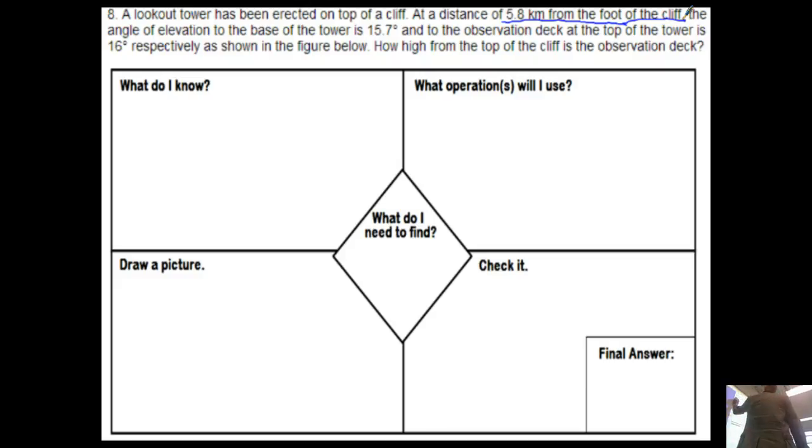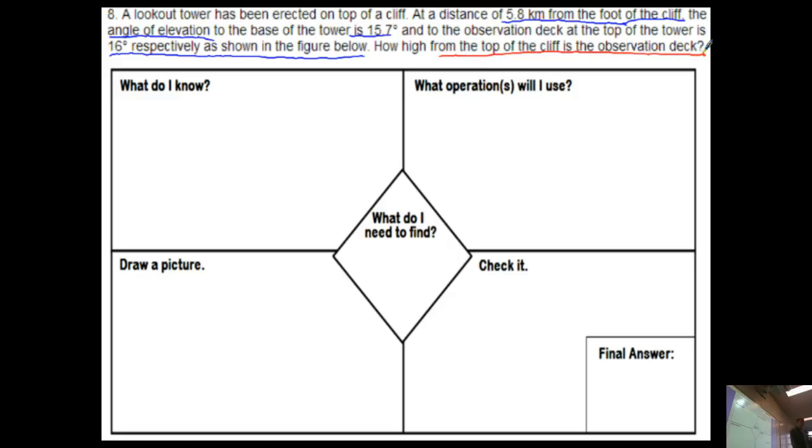So we've got a lookout tower that has been erected on top of a cliff, at a distance of 5.8 kilometers from the foot. So that there is important information, so I'm going to underline it. And the angle of elevation, and I remember elevation means it's a looking up angle, to the base of the tower is 15.7 degrees. And to the observation deck at the top of the tower is 16 degrees respectively, as shown in the figure below. So how high from the top of the cliff is the observation deck?